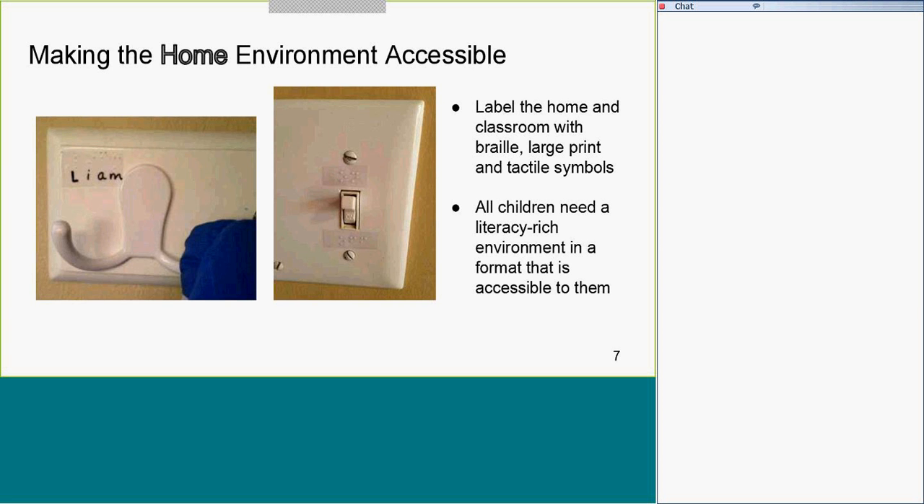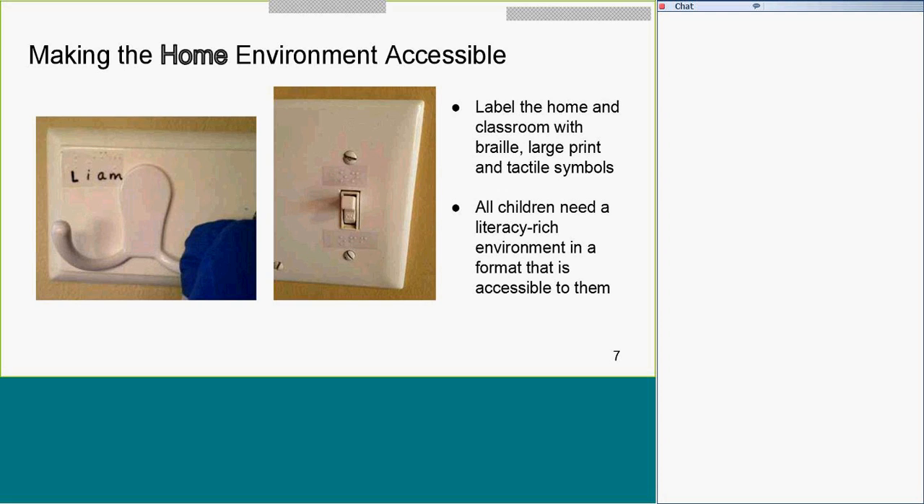So I've made our home environment accessible. We label everything in the house with Braille. And of course, this can be adapted if the child you're working with needs large print or isn't quite reading Braille yet. You can pair it with tactile symbols or objects. I make sure to put it in Braille around the house.